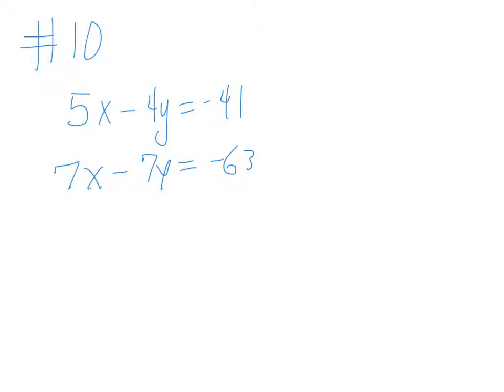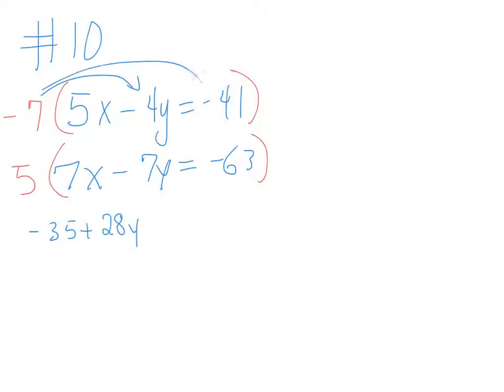I'm going to go ahead and cancel the x's. You can cancel the x's or the y's, whichever. So I'm going to cancel the x's. I always use the opposite number of the coefficient. So on the first one, I'm going to multiply by 7, and the second one by 5. Then you distribute. So that's going to give you negative 35x, positive 28y equals positive 7 times 1 is 7, 7 times 4 is 28.